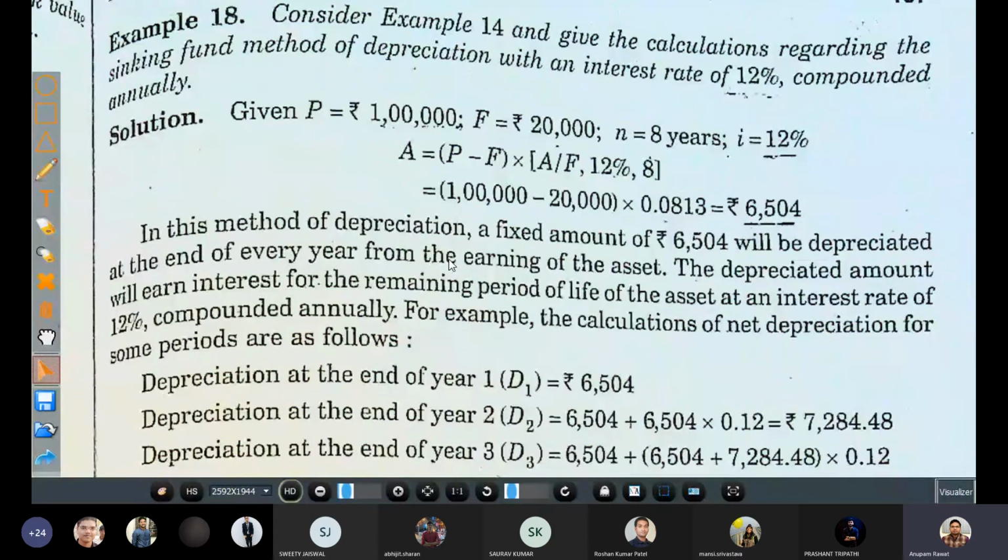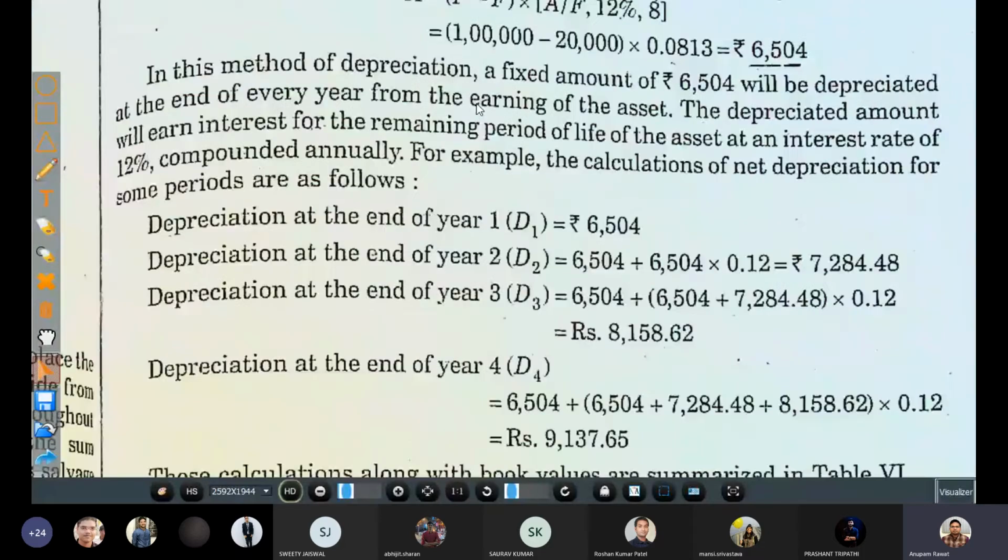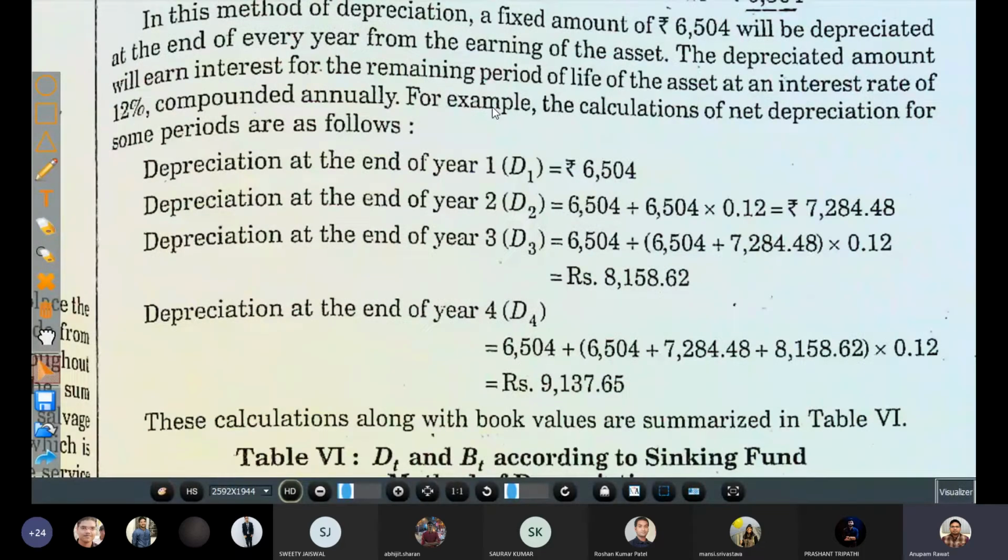So in this method, a fixed amount of 6,504 will be depreciated at the end of every year from the earning of the asset, and the depreciated amount will earn interest for the remaining period of the life of the asset at an interest rate of 12% compounded annually. So depreciation at the end of the first year is 6,504 rupees.